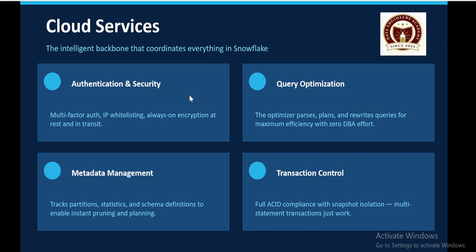And metadata tracks partitions, statistics, and schema definitions to enable instant tuning and planning. It stores everything about what information is there, and it gives a fast result. And transaction control means every group of steps either fully completes or fully cancels. Your data is always correct, consistent, and safe no matter what happens.